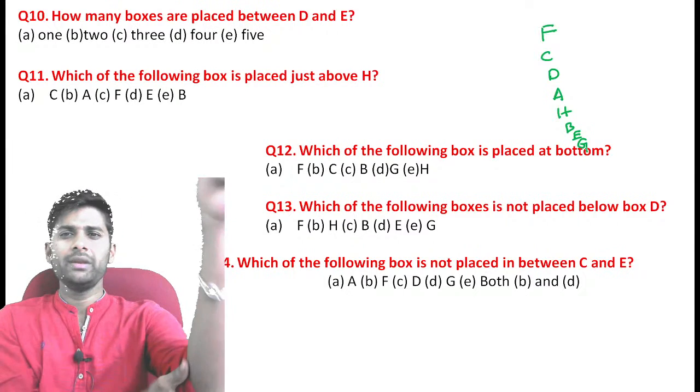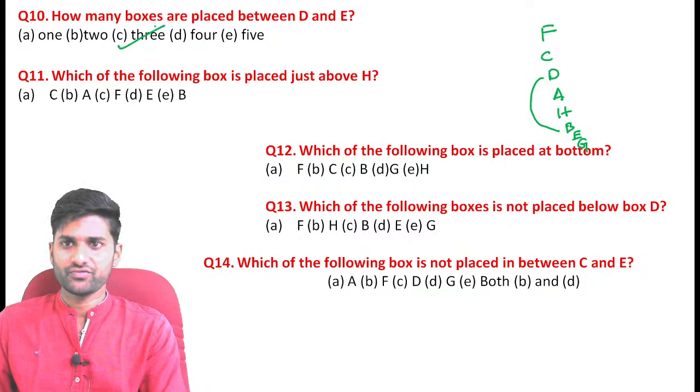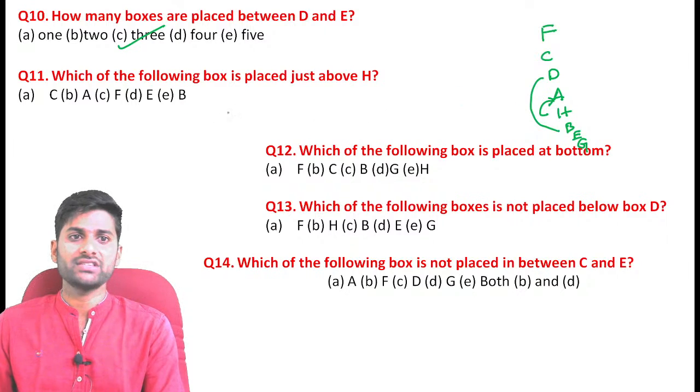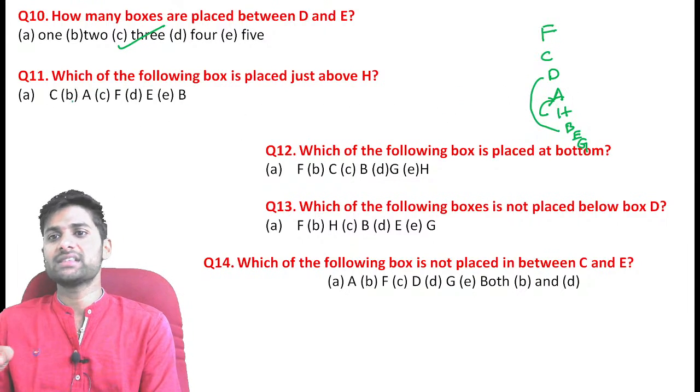Let's see the first question. How many boxes are placed between D and E? Number of boxes between D and E: 1, 2, 3 boxes. Yes, here's the correct answer. Which box is placed just above H? Above H can be defined as A, D, C, F. Just above means only A is the perfect answer.